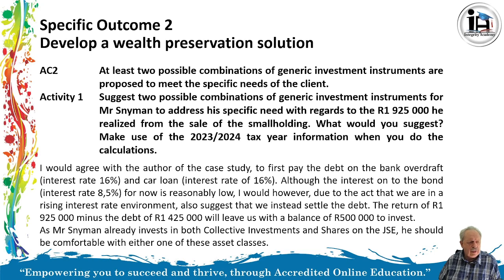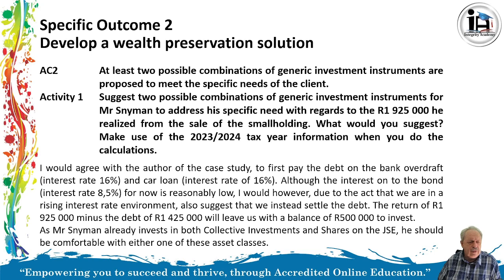Now, I would agree with the author of the case study to first pay the debt on the bank overdraft, as the interest rates are high on these overdrafts. According to the case study, 16%, but currently you can pay well over 25% on the overdraft. Car loans, interest rates 16%, but even they have increased of late due to interest rate increases by the Reserve Bank. Although the interest on the bond, interest rate 8.5%, is for now a reasonably low interest, that has also increased of late due to increases in our repo rate.